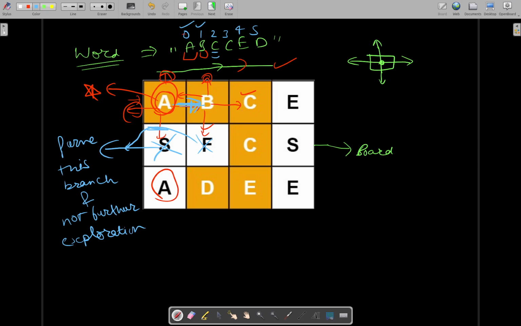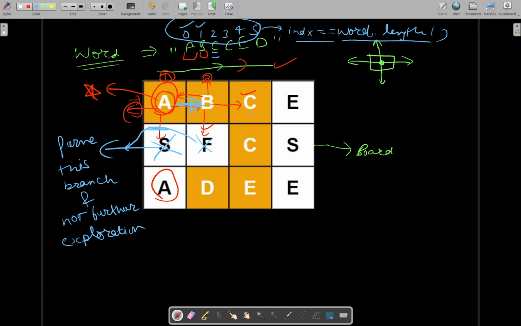Similarly the whole thing goes on, and as soon as you have exhausted all the indices in this particular string, I mean the index that you are visiting is equal to the length of this particular word, word dot length if you are implementing in Java, then you will be returning true, saying that we have matched all the characters and this word is found in this particular board. And this whole thing will be working out. Let's see the implementation and let's see how this thing can be done programmatically.